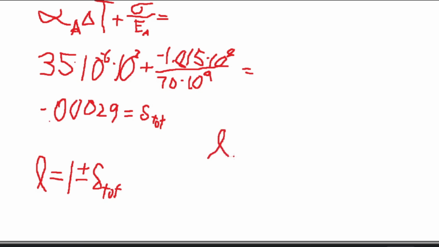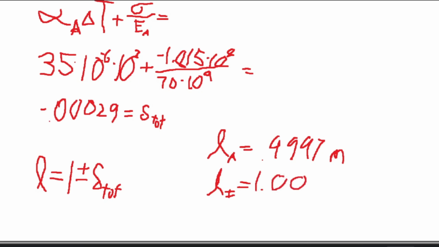And that would give us our final answers of length of aluminum to be 0.9997 meters, and our length of iron to be 1.0003. Very small deformations, but it's still a deformation nonetheless.